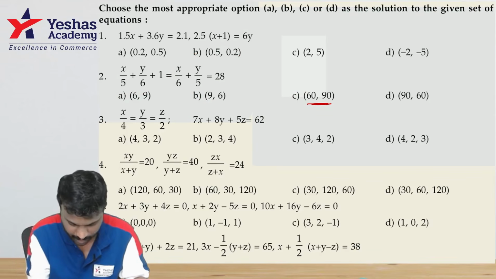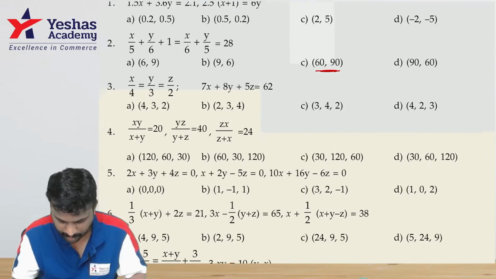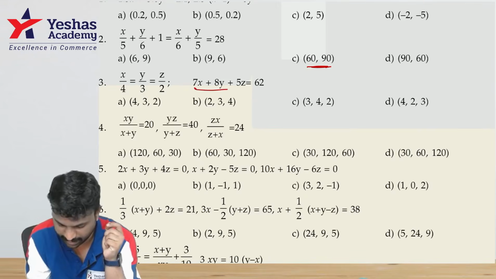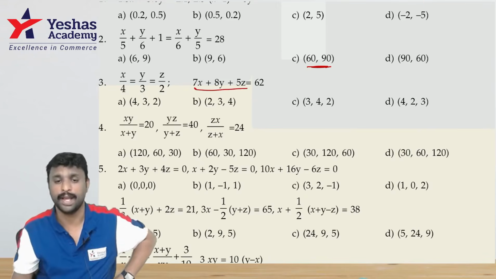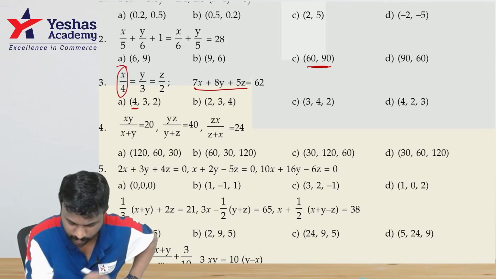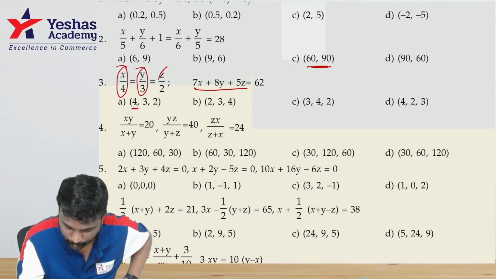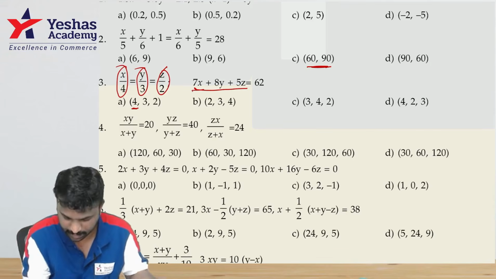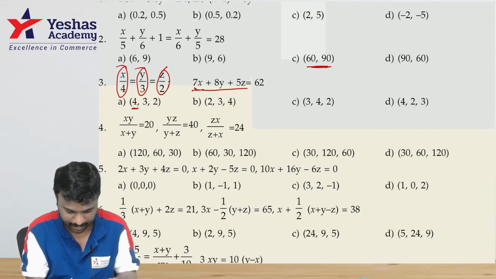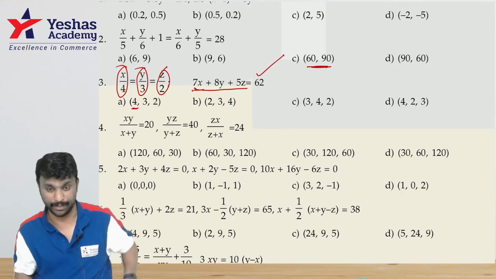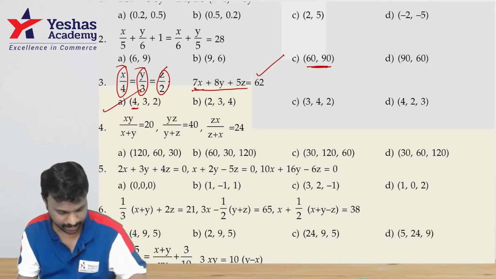What does it say? Question number 3 has x by 4 equal to y by 3 equal to z by 2, and 7x plus 8y plus 5z equal to 32. Guys, we have to see which option satisfies this. Guys, if I hit first option, 4 by 4 is 1. 3 by 3 is 1. 2 by 2 is 1. So the first equation gets satisfied. Second equation, let me just check. 7 into 4 m plus 8 into 3 m plus 5 into 2 m plus MRC, which is 62 only. Therefore, option A is the right answer.